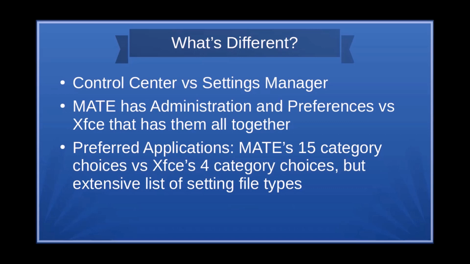I went through one by one and compared and found, I think, just about everything in the control center and settings manager were both there, maybe in a different location or with a different name. I did notice that under the preferred applications, or what it called default applications, MATE has 4 different tabs, I think, with 15 different categories of what you want to specify as your default program. The Xfce only had like 2 tabs with 2 choices in each.